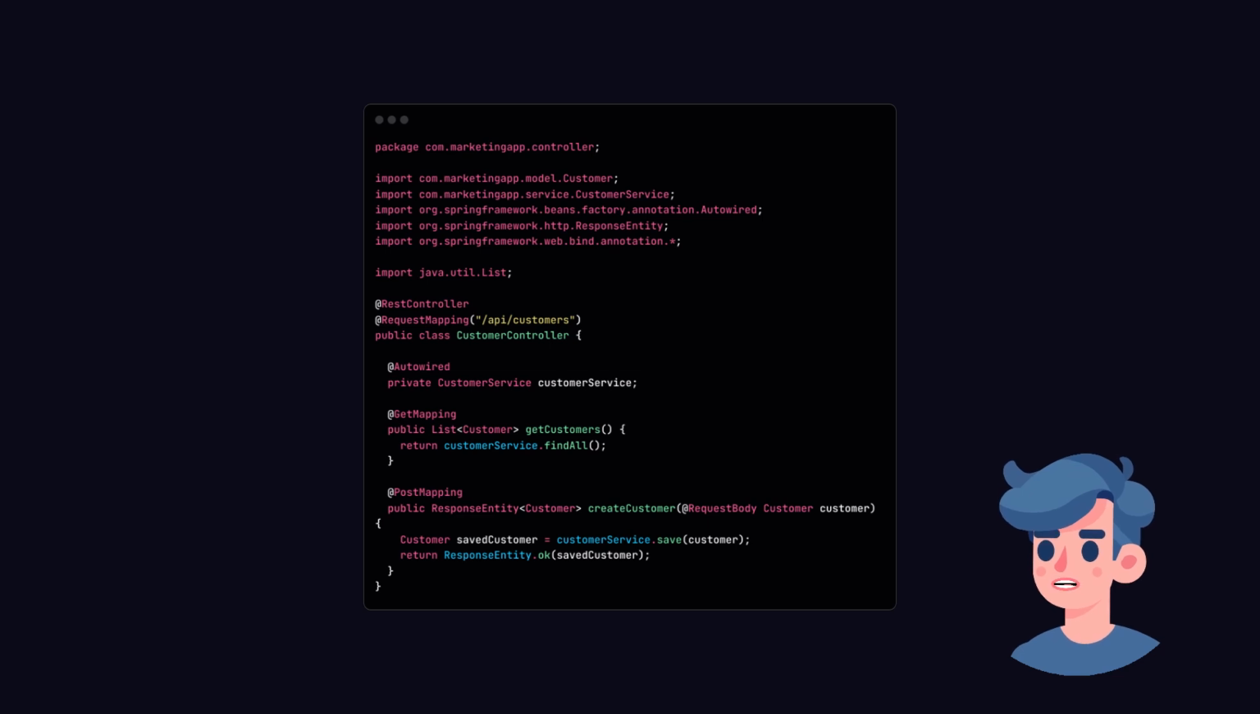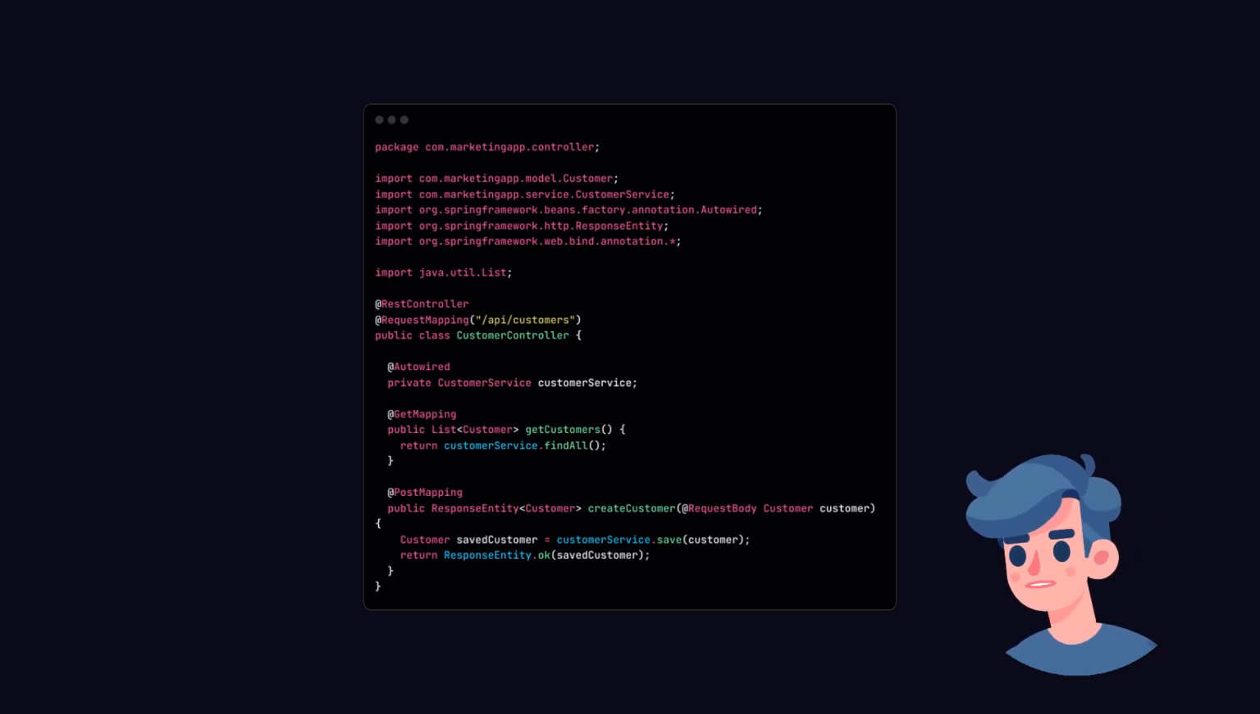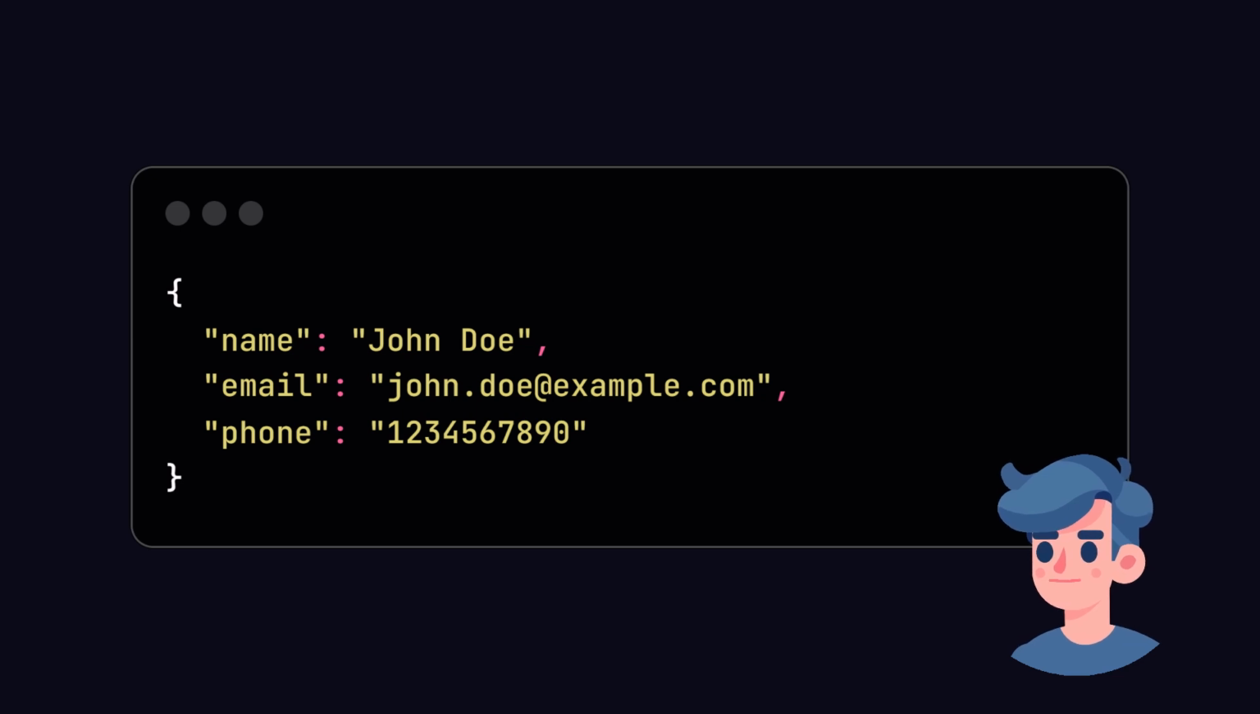This controller will provide endpoints to add and retrieve customers from the application. Create a new class named CustomerController in the com.marketingapp.controller package and set it up as shown. Having set up our controller, we can now test our API. I recommend using Postman or any similar tool to make REST API requests.